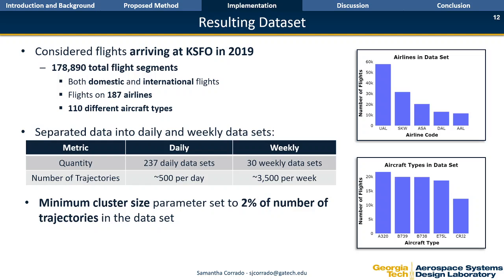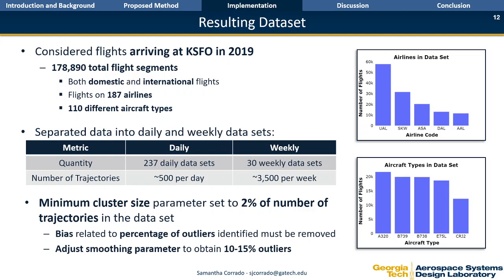The HDBscan algorithm requires a minimum cluster size input parameter. So in this study, the minimum cluster size parameter is set to 2% of the number of trajectories in the dataset being clustered, either one of the daily datasets or one of the weekly datasets. However, there may be bias in the results related to the percentage of outliers identified, and this must be addressed. So the smoothing parameter introduced earlier is adjusted iteratively until the clustering for the dataset produces within 10 to 15% outliers, and then the loop will exit.